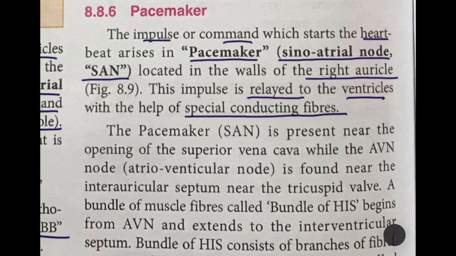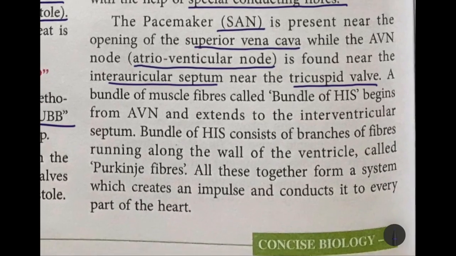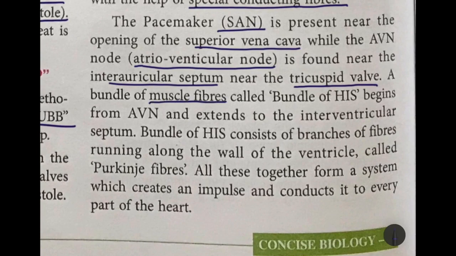So the pacemaker, also known as sinoatrial node, abbreviated as SAN, is present near the opening of the vena cava, while the AVN, that is atrioventricular node, is found near the interauricular septum, that is near the tricuspid valve. So there is a bundle of muscle fibers which is known as bundle of HIS, which begins from the AVN, that is atrioventricular node, and it extends to the interventricular septum.